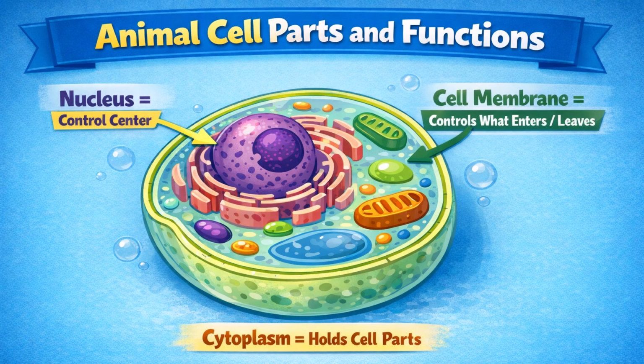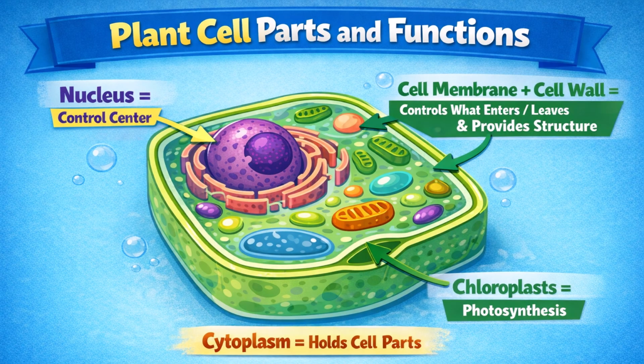Animal cell parts and functions. These are the vocabulary words for animal cell parts. Nucleus is the control center. Cell membrane controls what enters and what leaves. Cytoplasm holds cell parts.